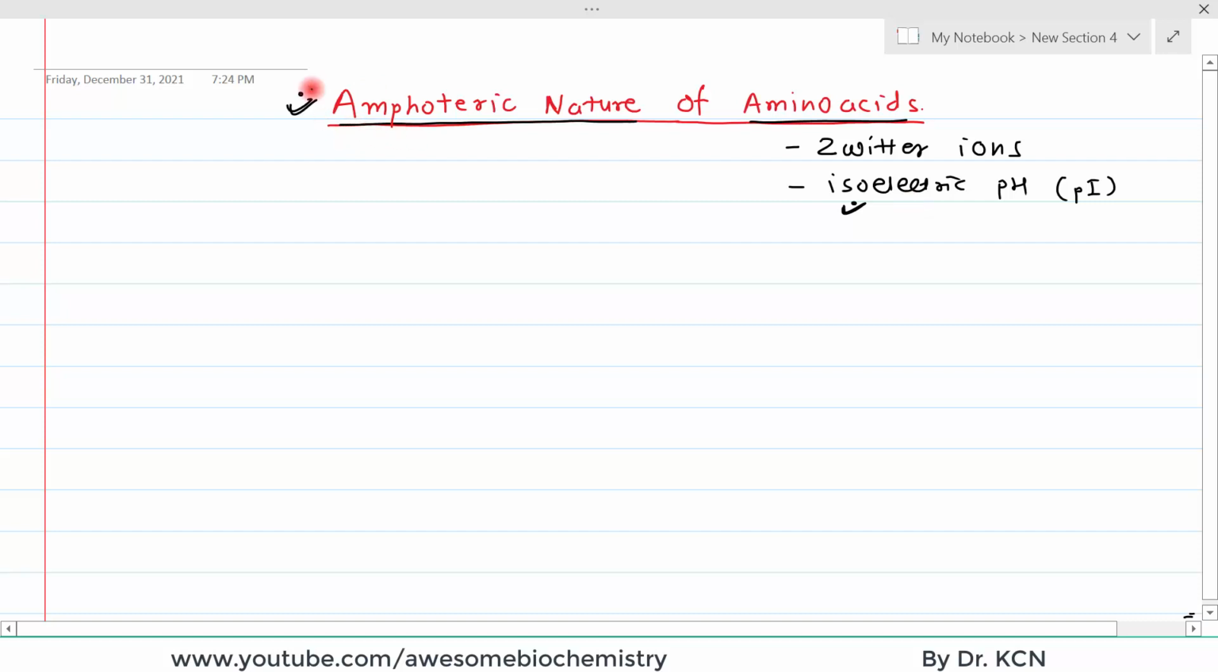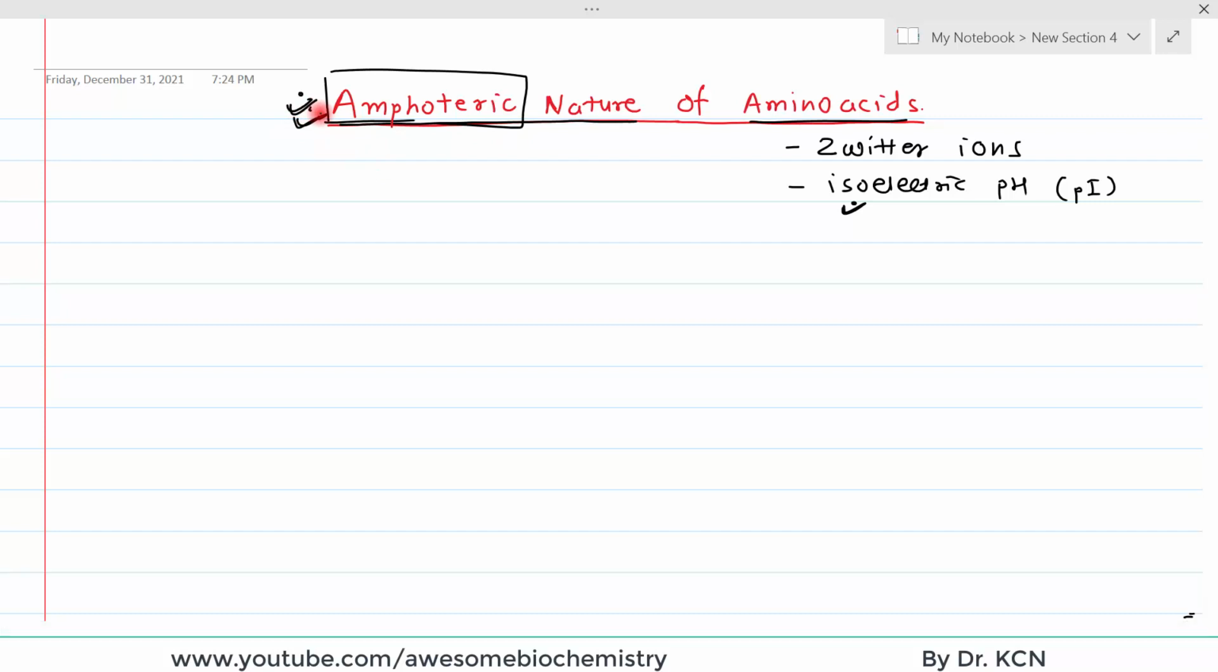So let's start our discussion with this word amphoteric. What does amphoteric mean? Amphoteric means acid and base. So when any molecule has the potential to act both as an acid as well as a base, at that time we can call that compound an amphoteric compound.